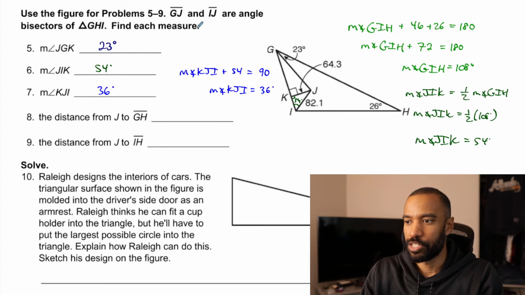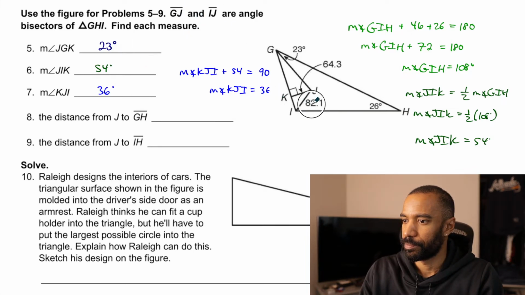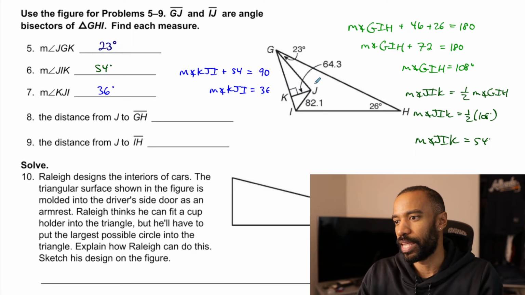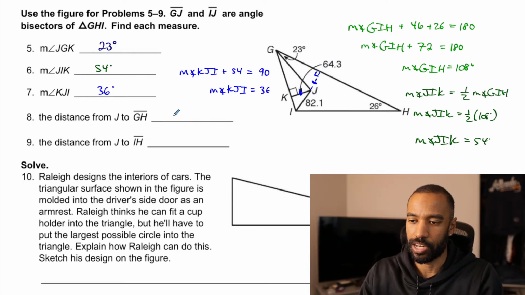All right, let's find the distance from J to GH. So J to GH, when they say distance, they mean perpendicular distance, the shortest distance to there. And like I said, the incenter is equidistant to each side of the triangle. So this is equal to this right here. And if this is 64.3 units in length, then so is J to GH. It is also 64.3 units in length.